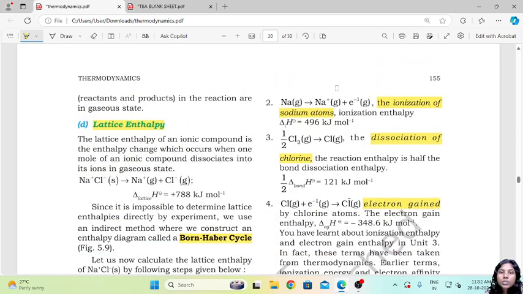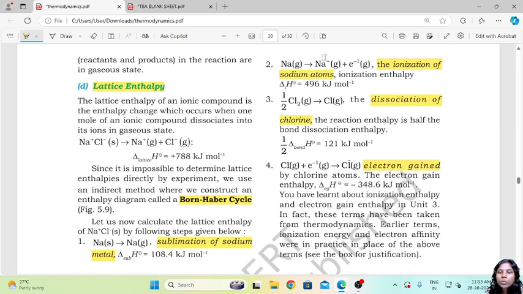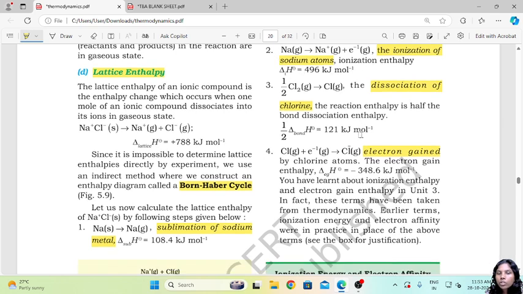Then in the second step, we have this gaseous sodium. Next, we are converting it into its ions, correct. For this Na to go into its ionic form, we have to make it lose an electron. So it will lose an electron, that is, it will become Na plus, and here one electron is lost. This is called ionization of sodium atoms. Here the ionization enthalpy is 496 kilojoules per mole.